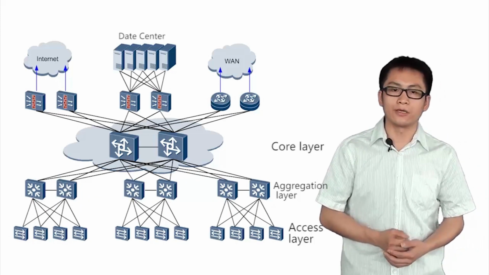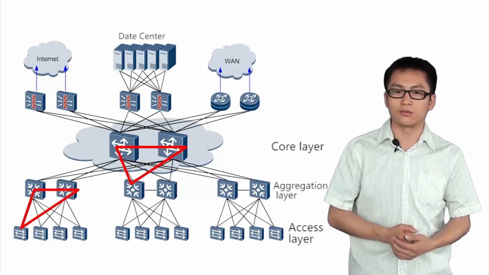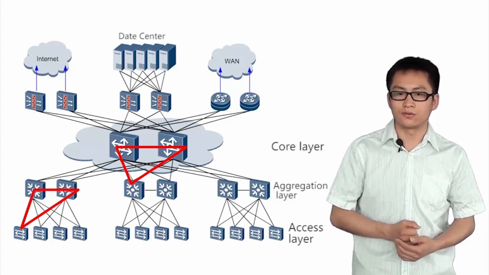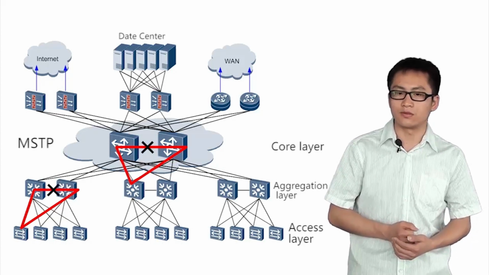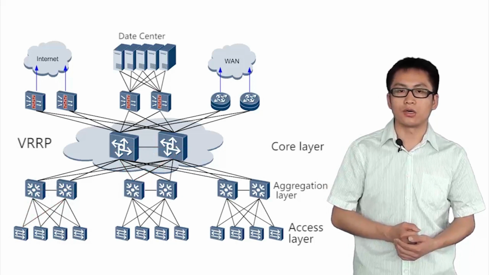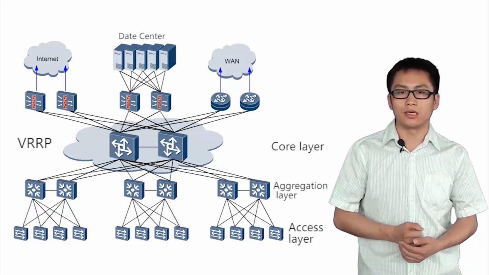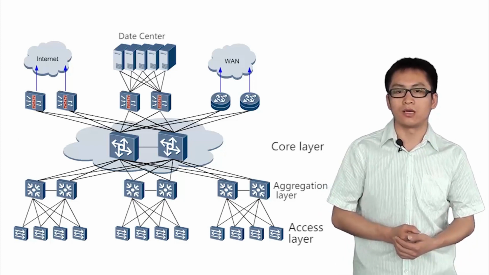Second, the redundant structure causes loops in the tree structure, and the ring network becomes larger as the enterprise expands. To eliminate loops, the network must run loop prevention protocols such as MSTP, and meanwhile, the network runs VRRP or other redundant protocols to support backup between network nodes. These protocols make network deployment more complex.